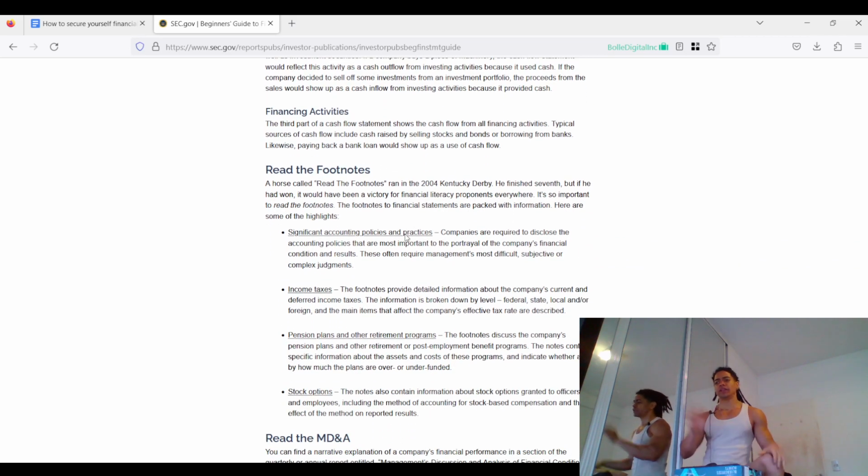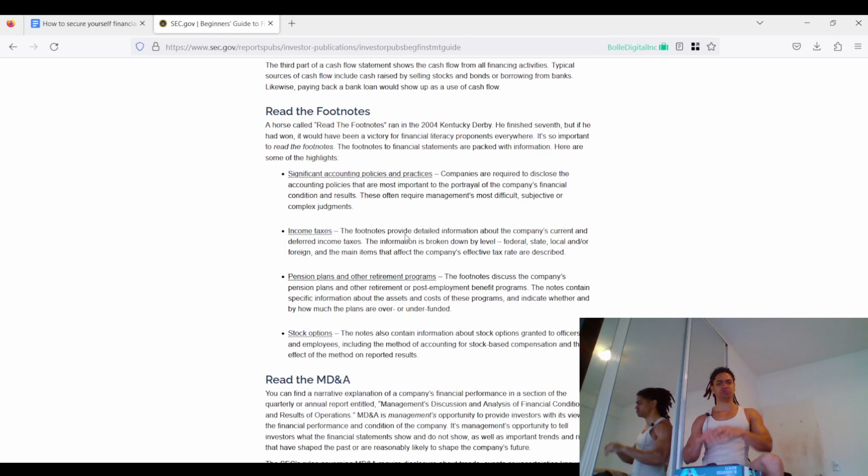Okay. So when I look at the footnotes, just to make a quick recap of this, it is packed with significant data, like significant accounting policy and practice, how these companies adhere to certain practice such as the GAAP or the International Financial Reporting Standards, income taxes, which provide great detail about local, state, federal, and foreign taxes, pensions, and post-retirement programs, data that is helpful specifically for employees when they want to see how these post-retirement programs are funded, if they are over or underfunded, and the cost of this program, as well as stock-based compensation, right?